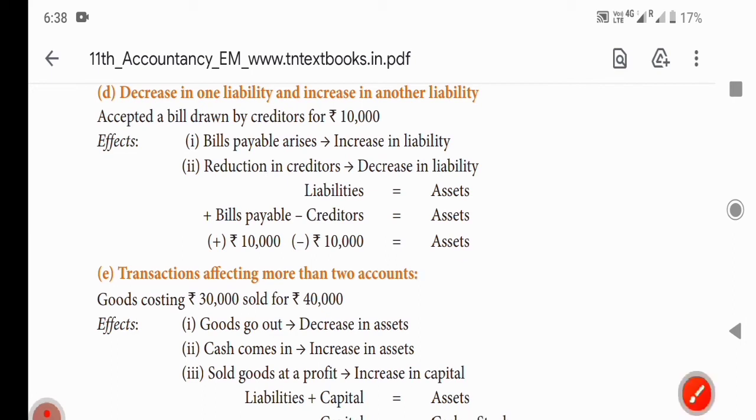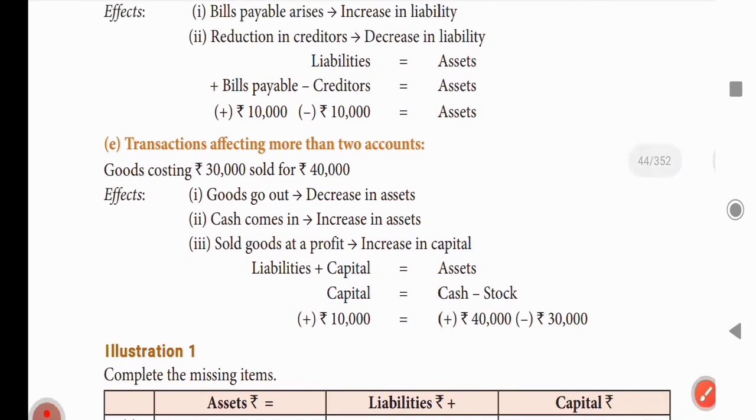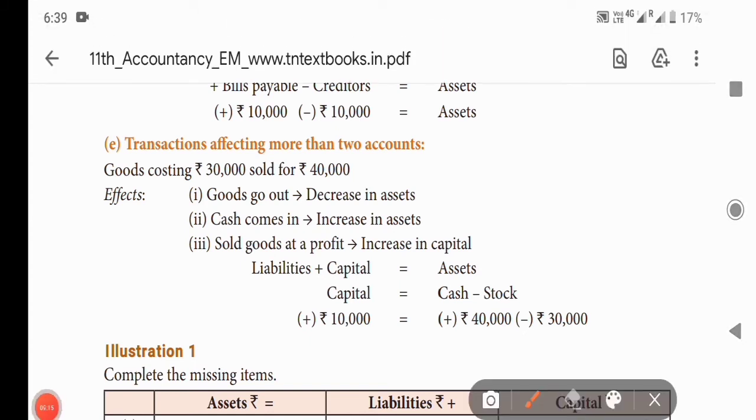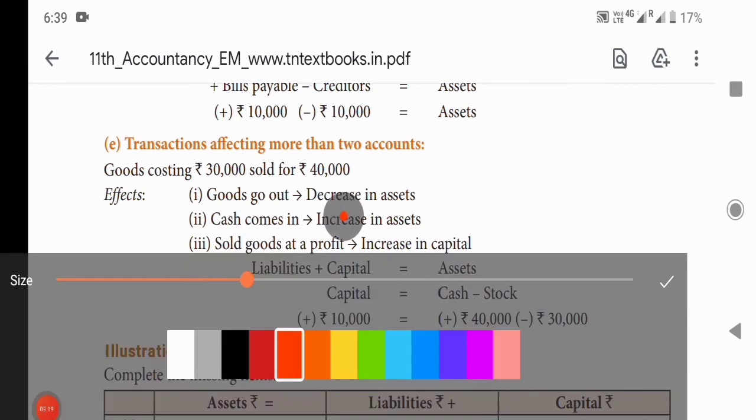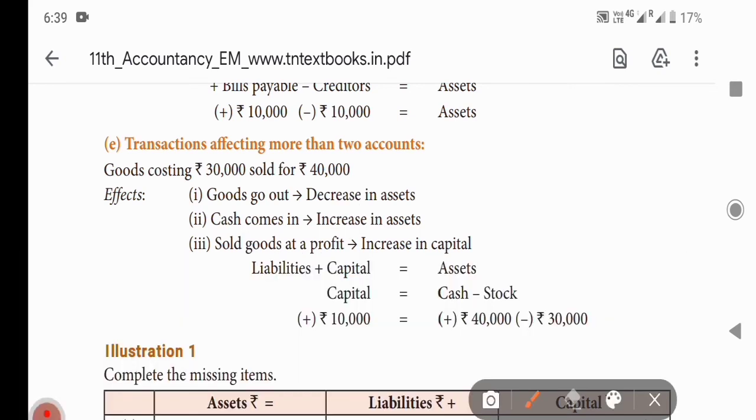Goods go out. We are selling the goods, so there is decrease in asset. The next effect is cash comes in. Cash is an asset, so cash comes in, and there is increase in asset.